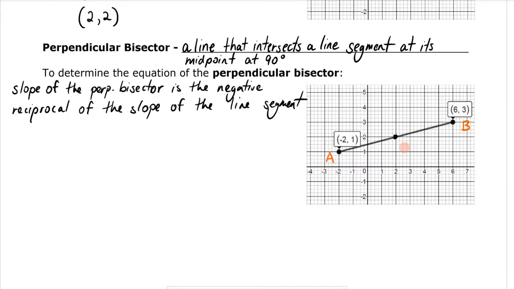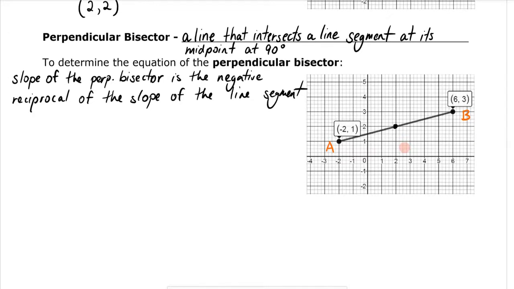Now, I will also write the formula. So if I were to say the slope of the perpendicular bisector or any perpendicular line, I usually indicate that with the m and the subscript of an upside down t. That's my perpendicular slope. And I'm going to say that's the negative reciprocal of the line segment. So it's the negative of 1 over the slope from A to B. Okay, so what is the slope from A to B?